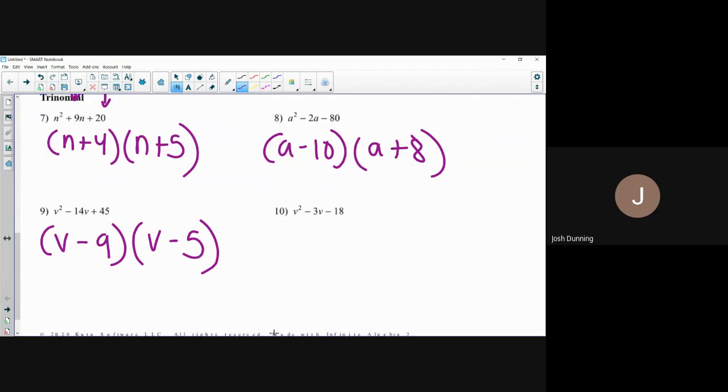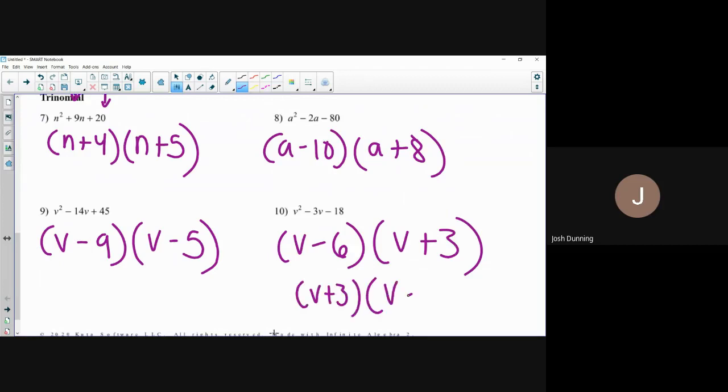Number 10, use negative 6 and positive 3. Negative 6 times 3 is negative 18. Negative 6 plus 3 is negative 3. Now, you can reverse the order. Just make sure that 3 keeps the plus and the 6 keeps the minus. Those are the same thing. Either of those is fine.